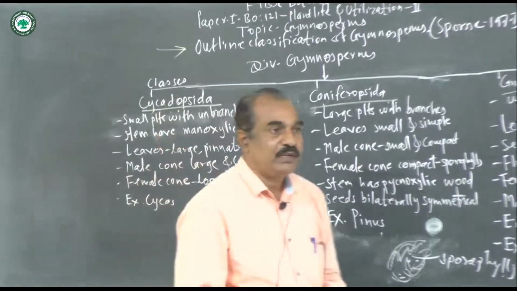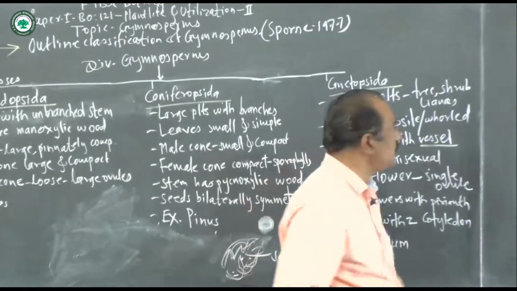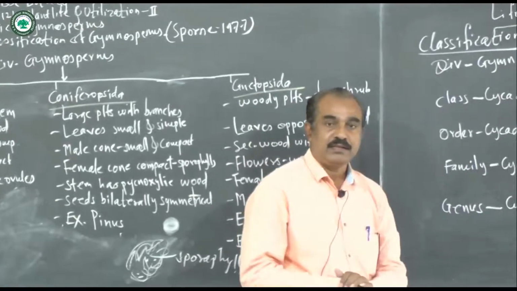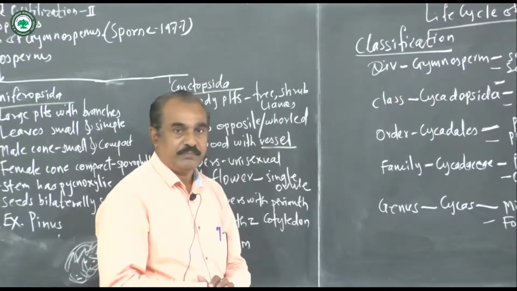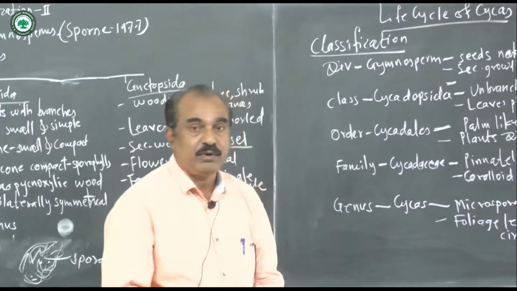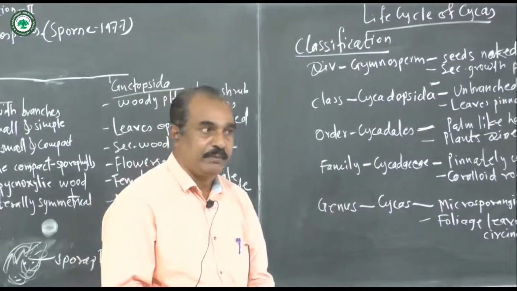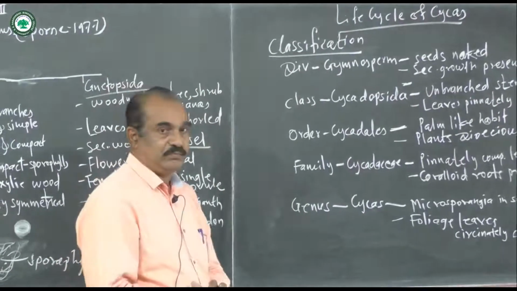So the next topic is the life cycle of Cycas. First, that is the classification of Cycas. Now division Gymnosperms. It shows characters like seeds are naked. This is the important character of the gymnospermic plants. Second character, secondary growth is present.